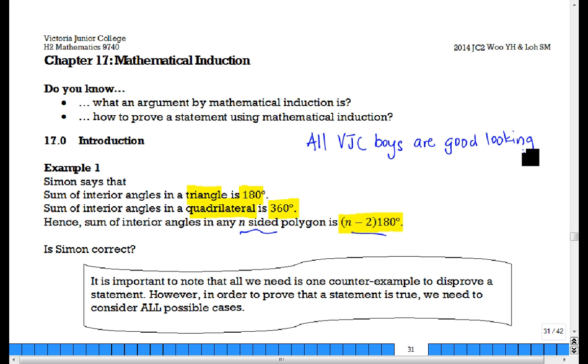How do we prove that? Just find one boy. Just find one boy. So very nice, the beauty of mathematics. To prove that something is true, we need to find all the boys.